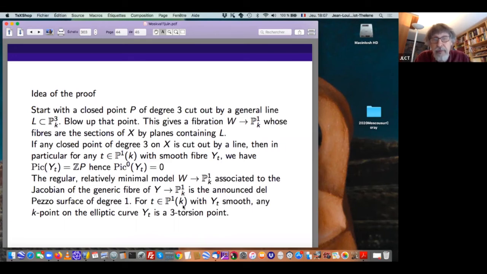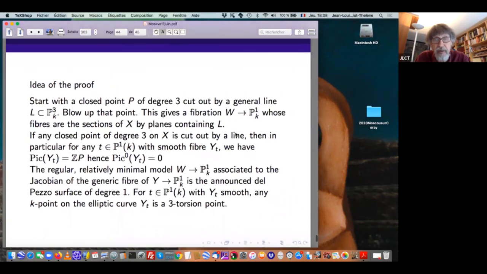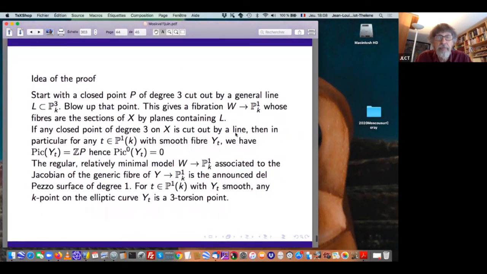And now if you take any point in P1(K) where the fiber is smooth, you find that because of this property, any K-point of the fiber is a 3-torsion point. So on your family of elliptic curves, all the rational points lie either in the singular fibers or on the closed subset cut out by the 3-torsion points. And so the total space of that relative minimal fibration is the del Pezzo surface of degree 1 I was talking about. Sorry for mixing up the W and the Y. This will be corrected on the slides. I will send the corrected slides.